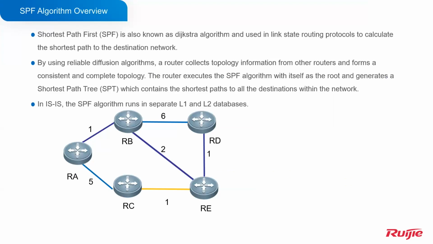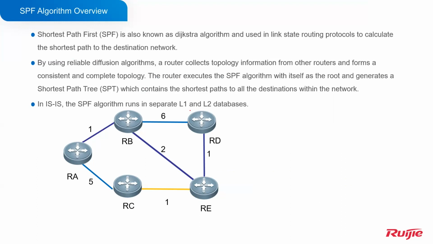In this algorithm, every router makes itself the root, and according to the link cost value, chooses the shortest path. That means the path with the smallest total cost value is selected as the best path. And in IS-IS, the SPF algorithm runs separately in the level 1 and level 2 databases.